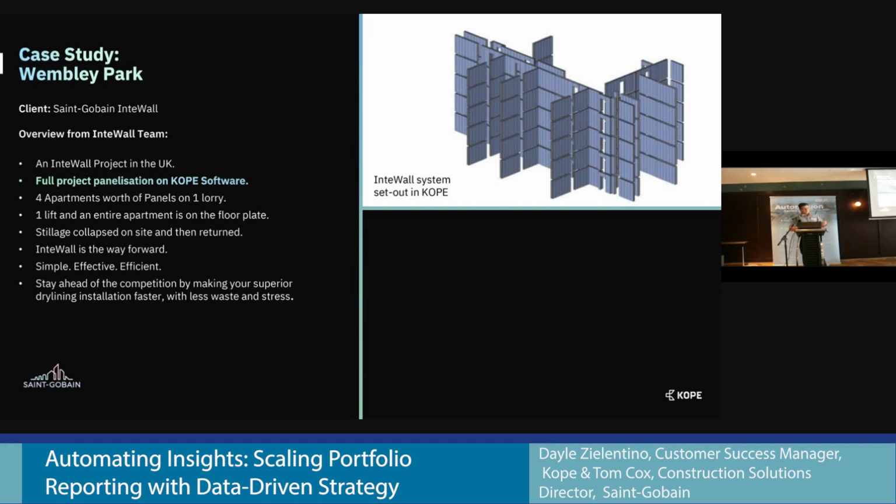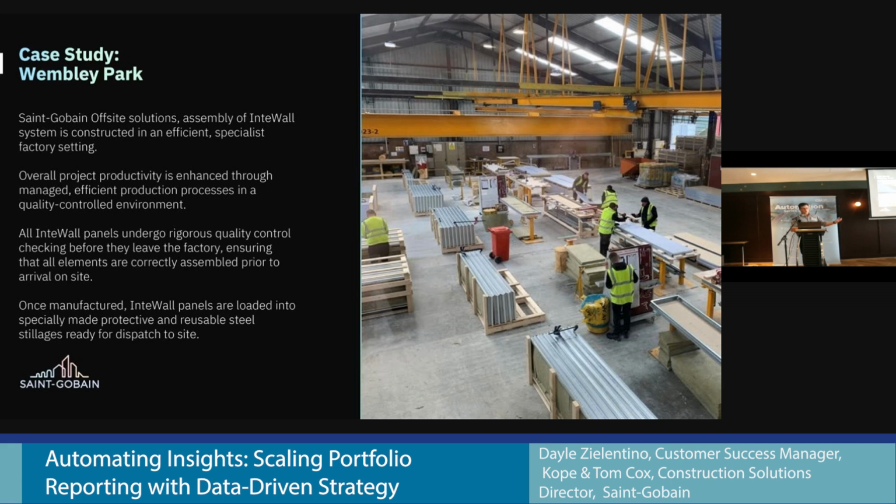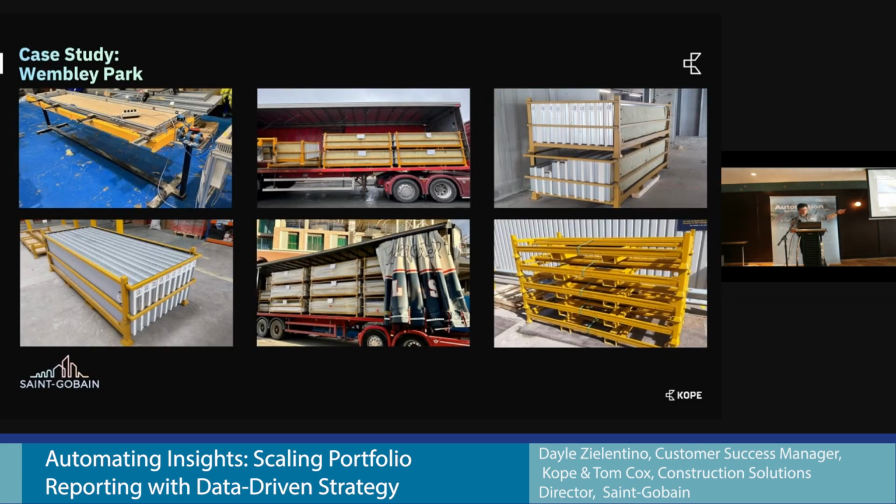So obviously, the more standard panels you can get through, the better. But they have the bespokes, where you do have constraints between one door and another. You have to have a bespoke size because of fire rates or architectural clearances and that sort of thing. These things are then loaded up into stillages. So the number of panels loaded up into these yellow stillages. These are lifted onto site, and as I say, that's 4 apartments on the 1 lorry load.